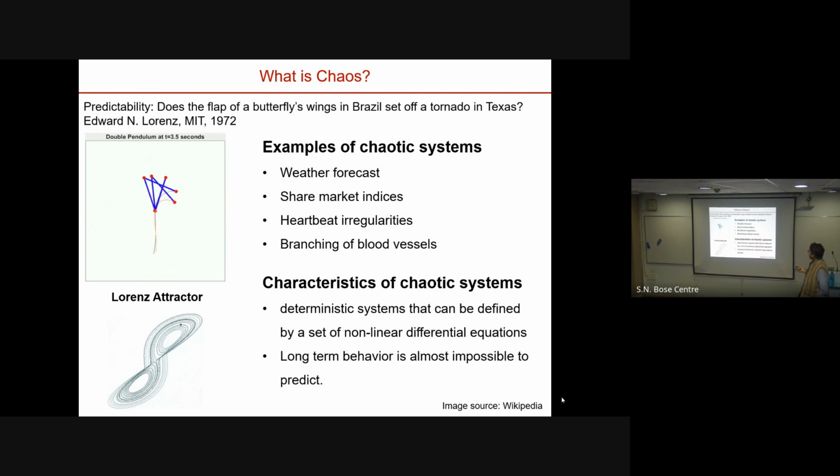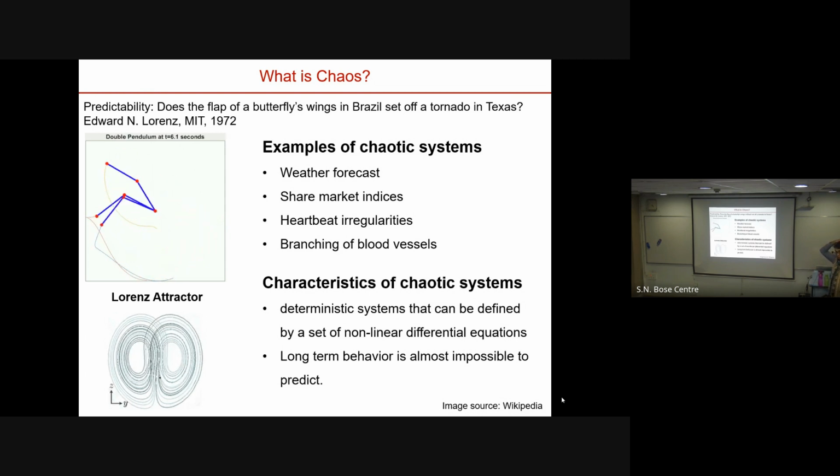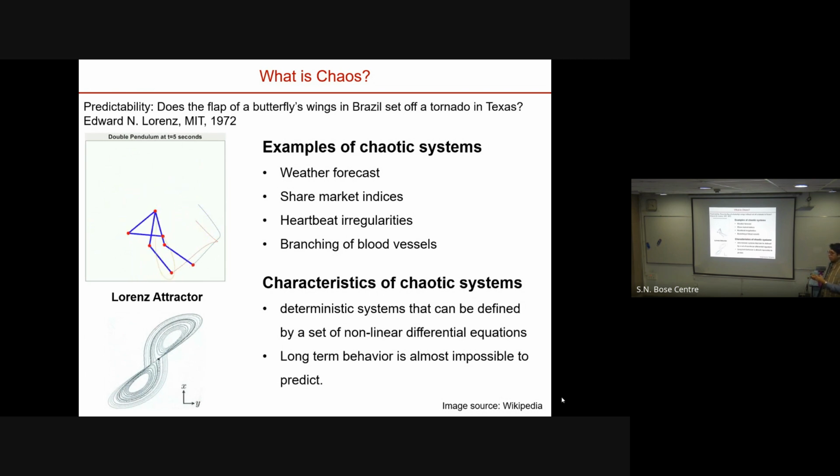It's called "Does the flap of a butterfly's wings in Brazil set off a tornado in Texas?" And this is famously called the butterfly effect. Right? So very small changes here can have very big differences somewhere else. So why am I talking about this? The whole point is that most probably intrinsically disordered proteins represent a chaotic system.